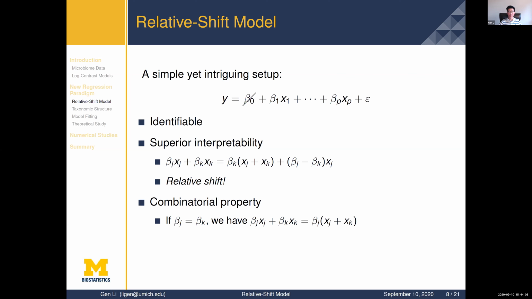And right away, you can also say that it enjoys some combinatorial property. In particular, if the regression coefficient for the J's taxa and K's taxa are the same, then these two taxa can be combined without losing any information. These also serve as the basis for incorporating a taxonomic tree structure later on.